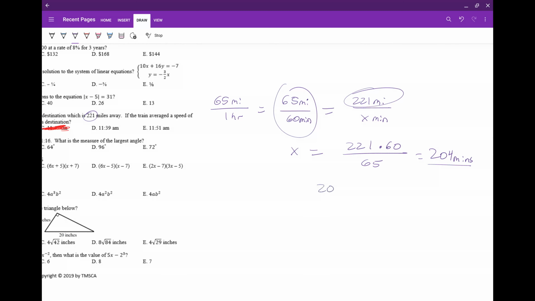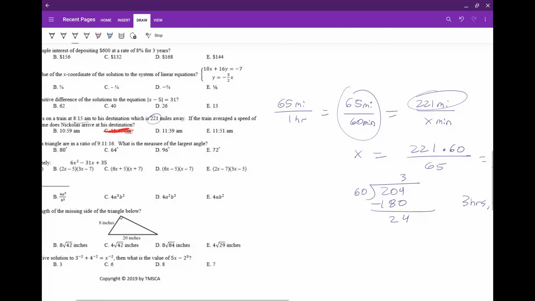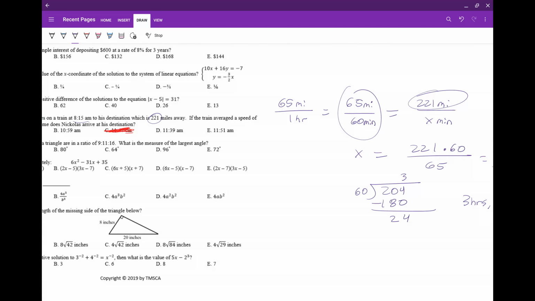So if you take 204 and divide that by 60, it can go in 3 full times. So 180, if you subtract, you get 24. So 3 hours, 24 minutes. So 3 hours, 24 minutes after he leaves at 8:15, he will arrive at his destination.